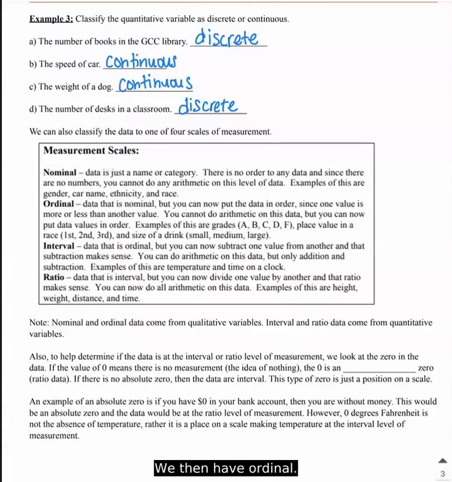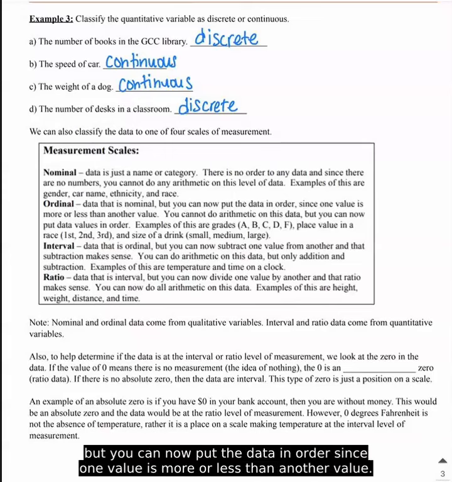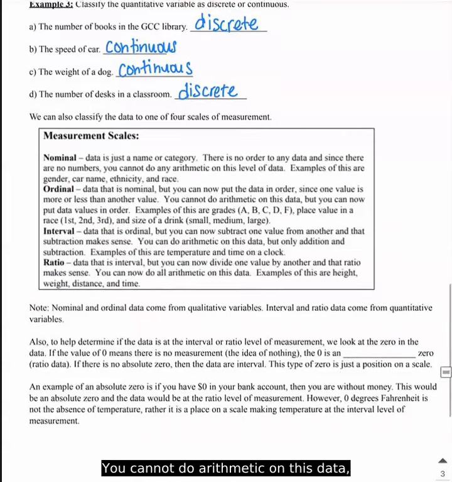We then have ordinal. Ordinal data is nominal, but you can now put the data in order, since one value is more or less than another value. You cannot do arithmetic on this data, but you can now put data values in order. For example, you could have letter grades.